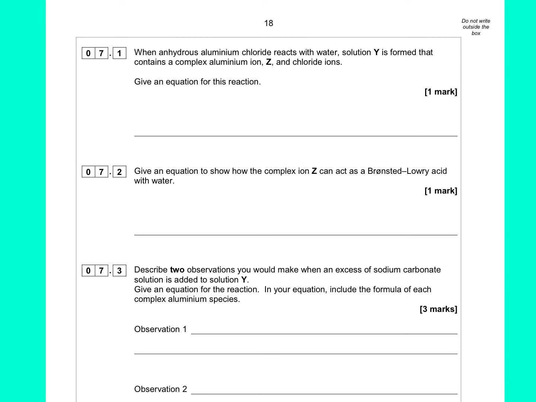So question 7 is about reactions of ions in aqueous solution, specifically aluminium ions. So we start off with aluminium chloride reacting with water, and a solution Y is formed that has a complex. So aluminium ions in a complex. So we would say that we get 6 water molecules and it becomes 3 plus 3 Cl minus.